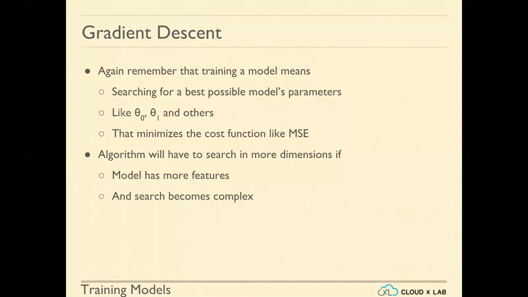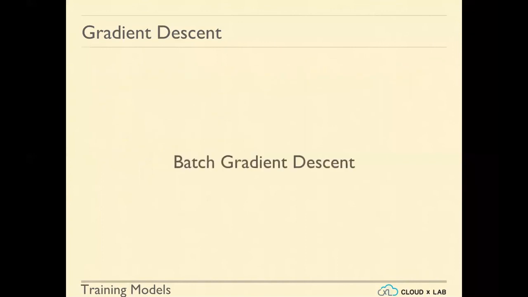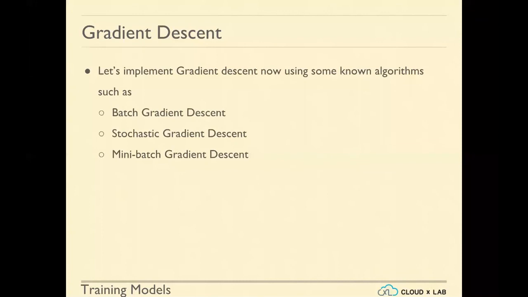Algorithms will have to search in more dimensions if the model has more features, and the search becomes complex. Let's implement gradient descent now using some known algorithms such as batch gradient descent, stochastic gradient descent, and mini batch. So first one is a question from Robert: what if you have local and global minimum? When does gradient descent stop?